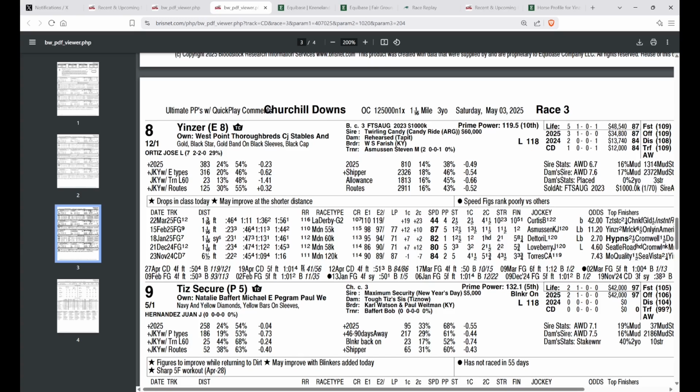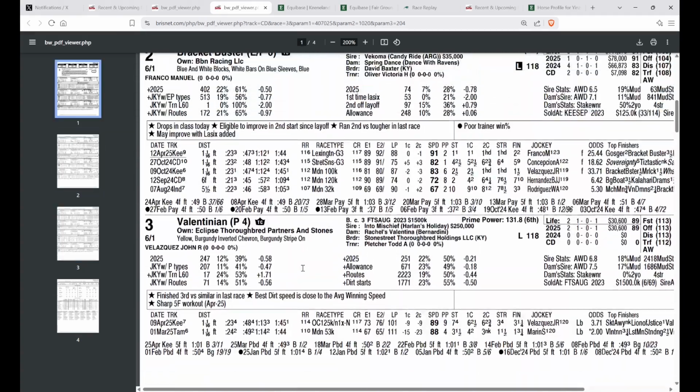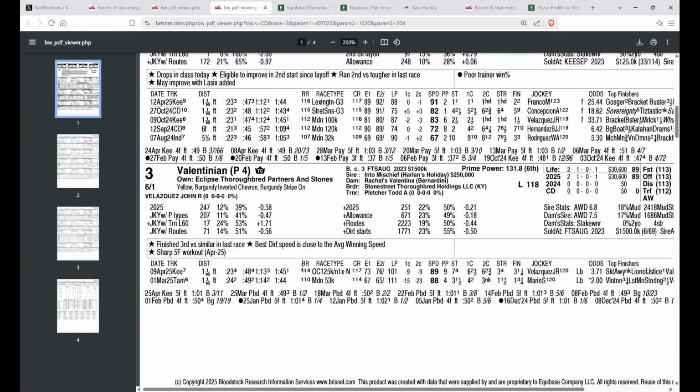This is a mile and 1/16 race. It's an optional claimer, and he'll benefit from cutting back from a mile and 3/16. And you see he broke his maiden at a mile and 1/16 back at Fairgrounds on February 15. So if I had to choose between Yinzer and Valentinian, or what was his name? Valentinian. I want Valentinian to win as a fan, but I don't see a lot of pace in this race.